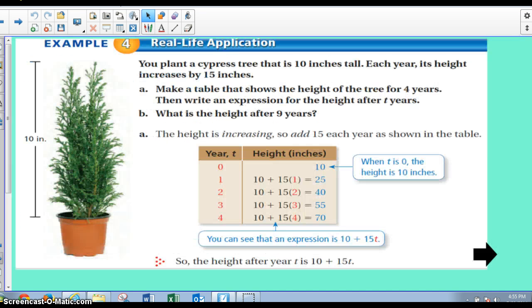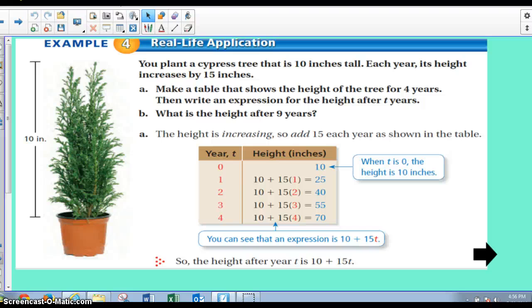Example 4. It's our real life. You plant a cypress tree that is 10 inches tall. Each year its height increases by 15 inches. Make a table that shows the height of the tree for 4 years. Then write an expression for the height after t years. What is the height after 9 years?